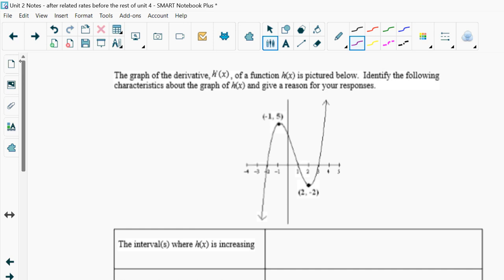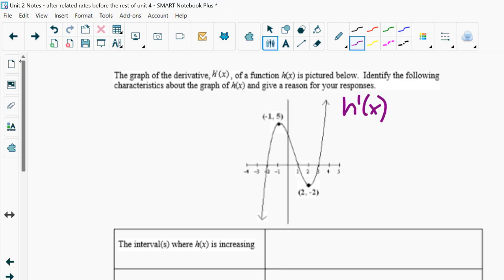So now here's where things get confusing. You have to be really careful what they give you, because look at this one. It says the graph of the derivative is given below. The graph of the derivative, h prime of x, of some function h of x is given below. Identify the following characteristics and then give a reason for your responses.